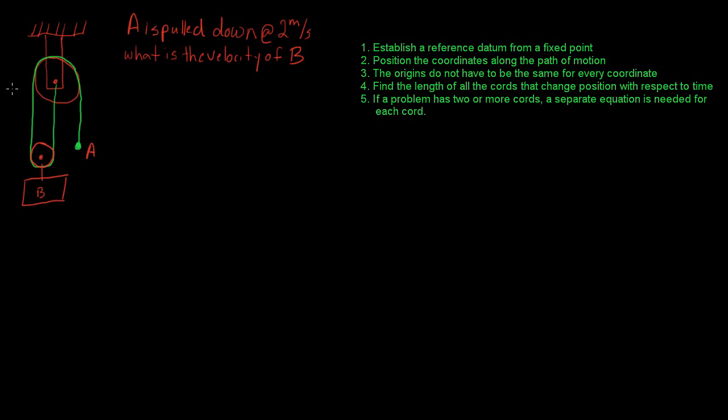So the first thing we want to do is establish a reference datum, and this point right here is a good point to establish this datum because this pulley is fixed to a structure. Then we know that from that reference datum to point A, wherever point A may be, since it could change with time when we pull it, it's going to have a distance of SA. And when we measure from our reference datum to point B, we get a distance of SB.